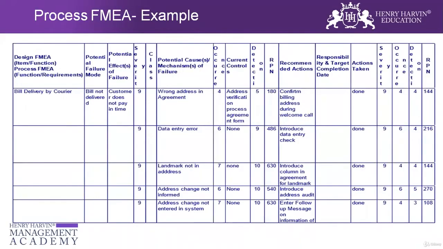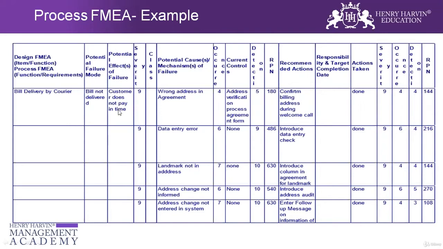Okay. So this is one example that I have for you to understand. There is a process which is build, deliver by courier. Okay. What could be the potential failure mode? Build not delivered. Okay. What could be the effect of that? Customer will not pay on time.